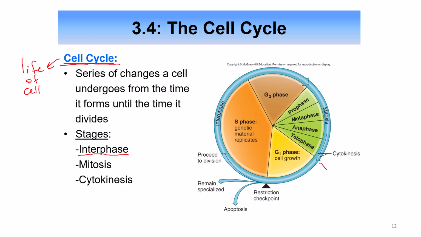Interphase has 3 parts to it. There is the G1 part. This is when the cell grows. The S part, this is when the cell makes 2 copies of DNA, does its normal stuff. Then G2, this is when the cell grows some more, does its normal stuff as well. But also, it's getting ready for mitosis. Then mitosis starts. And mitosis takes up, of course, less time than interphase.